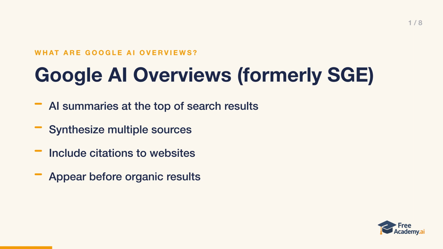Because they sit above everything else on the page, optimizing for AI overviews has become essential if you want to maintain visibility in Google. In this lesson, we will look at how overviews work, what they mean for your traffic, and the specific strategies that help your content get cited.